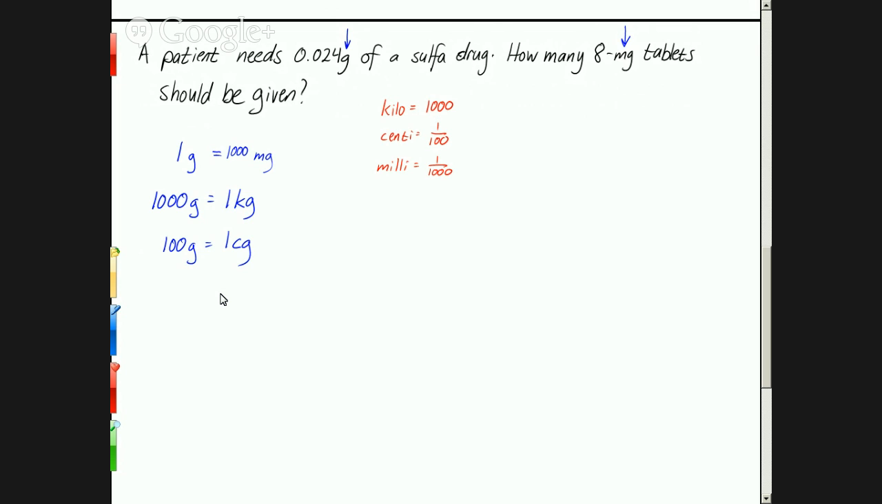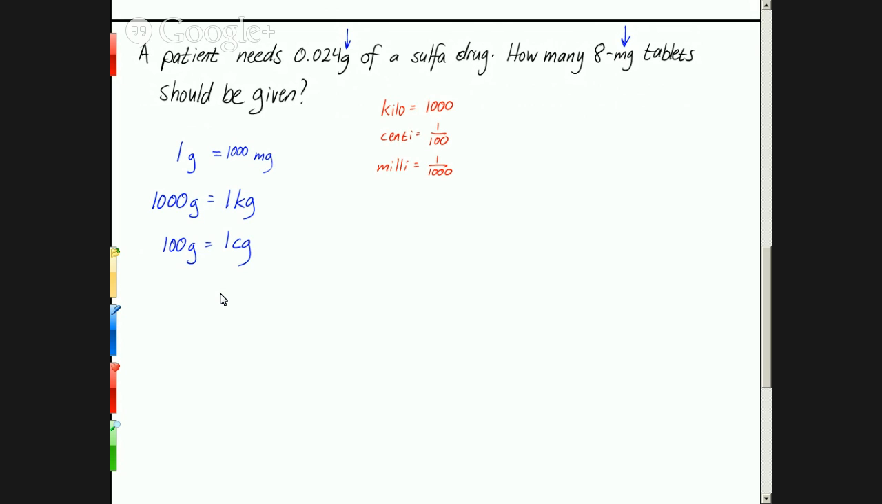Now, are those exact numbers or are those measured numbers? In other words, are there exactly 1,000 milligrams in a gram, or is it 1,000.0 something? It's exact. It's a definition. There are exactly 1,000 milligrams in a gram. So then we've got these identities.